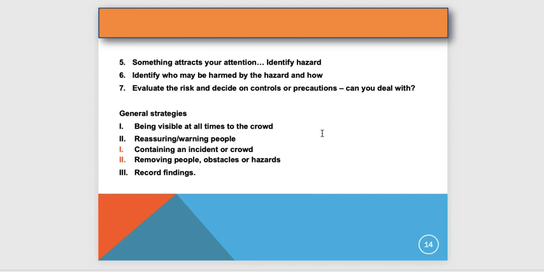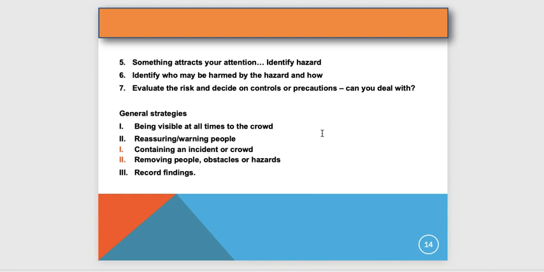Contain an incident or a crowd. This is where you put up a cordon. Remember on Unit 2, a cordon would be you'd get your colleagues. Your supervisor may say to you, right, I want you to cordon that off. That's where you would shut that off by human. Rather than putting a barrier in, remember, a cordon is a human cordon. You would remove people, obstacles or hazards.